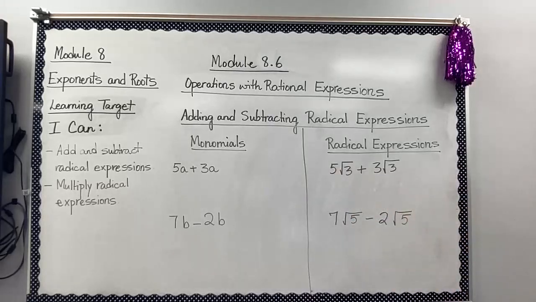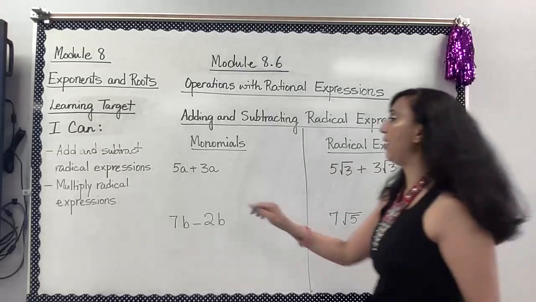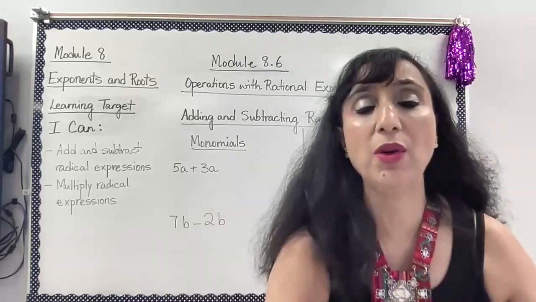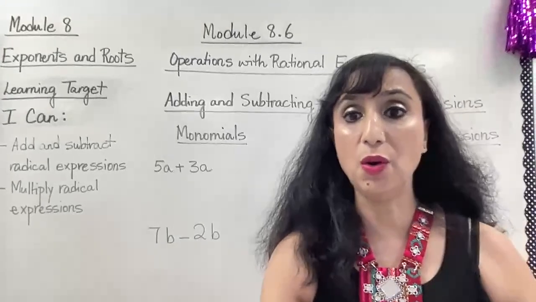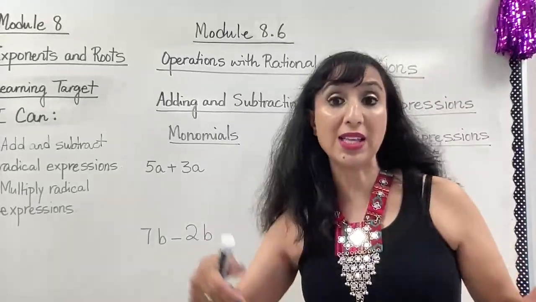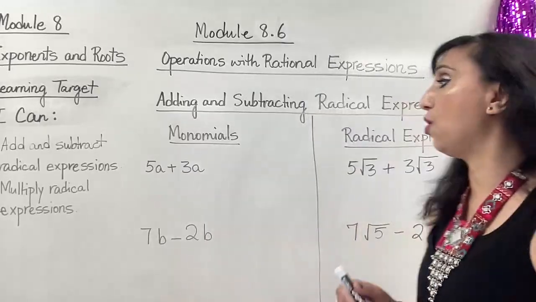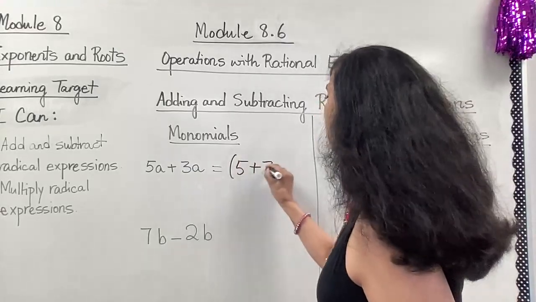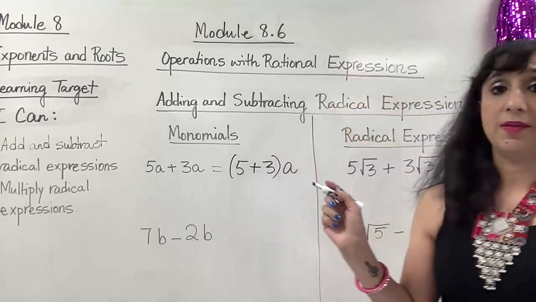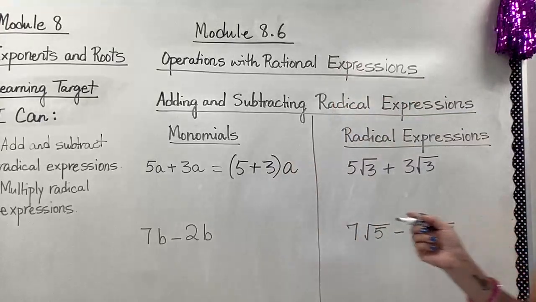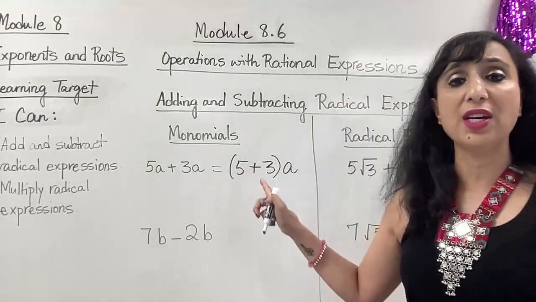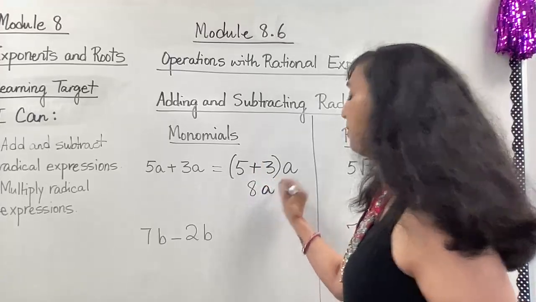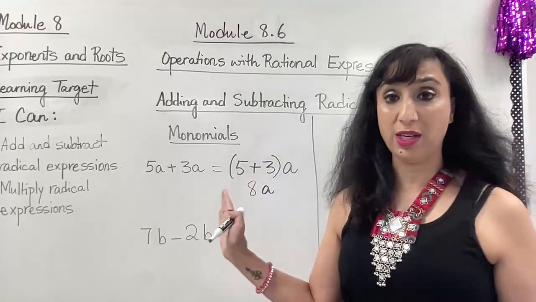When we did monomials, we can see that the variable is the same. So what am I doing? The only thing I am going to do is group the coefficients, because I have 5 A's and I have another 3 A's. So all I had to do in this case was 5 plus 3 A. I could just group it like this, and then I would add the coefficients, and 5 plus 3 gave me 8. So this is 8A. And that is how monomials worked, right?